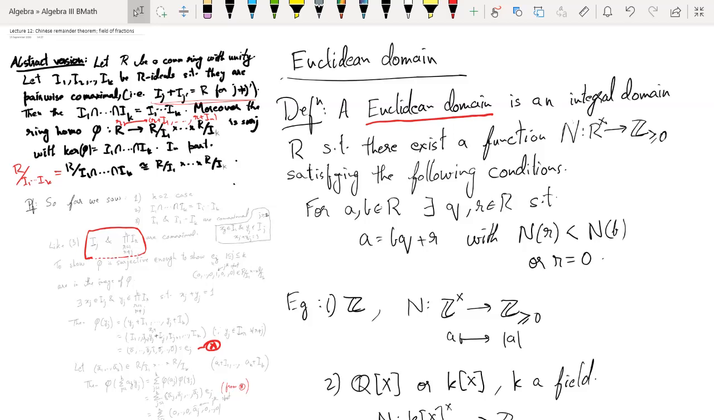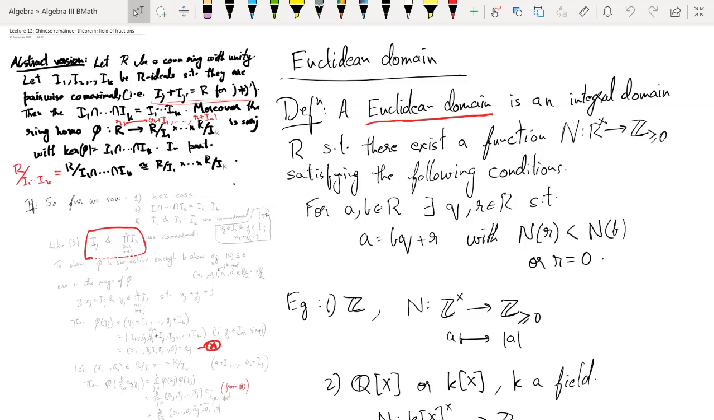So a Euclidean domain is a ring for which such a function exists, but this function is not part of the data. The particular Euclidean domain may have many such functions, just one. So we don't really care about the function that much as long as there exists such a function. The ring is what we care about, and the existence of such a function is all we care about. The explicit function we don't really care about when we call something a Euclidean domain.